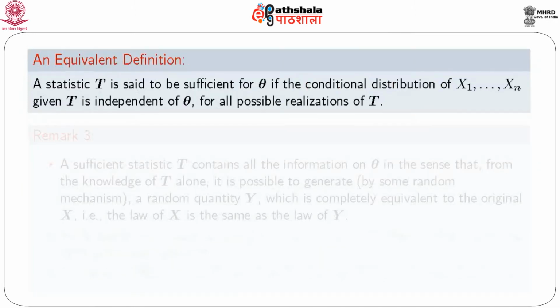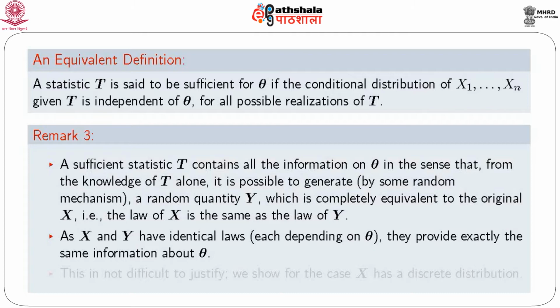Now there is an equivalent definition of a sufficient statistic. A statistic capital T is said to be sufficient for theta if the conditional distribution of x1, x2, ..., xn given capital T is independent of the parameter theta for all possible realizations of T. Actually, this definition comes from the previous definition by taking the other statistic T star as the whole data x1, x2, ..., xn. So, the two definitions are equivalent.